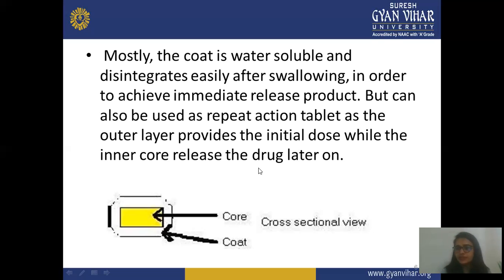It means if you require repeat action or multiple action in this condition, first the outer core or outer layer of the tablet is released and it shows the desired effect, and again that internal layer or core layer is released and a specific amount of drug is released from this internal layer, and the required amount of drug or complete drug gets released and shows the particular desired therapeutic effect.